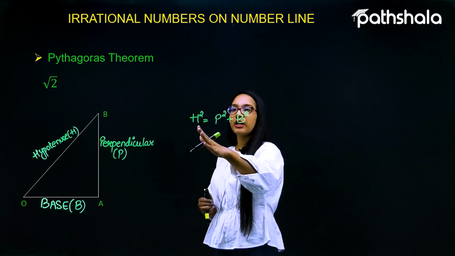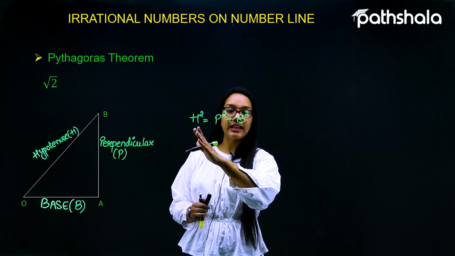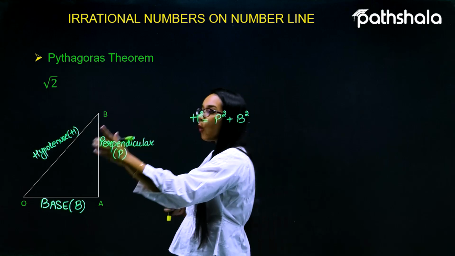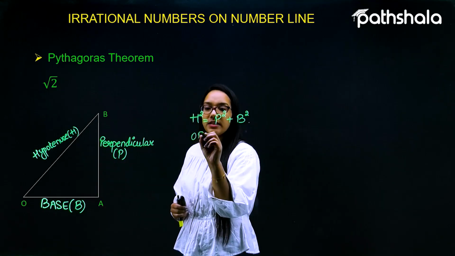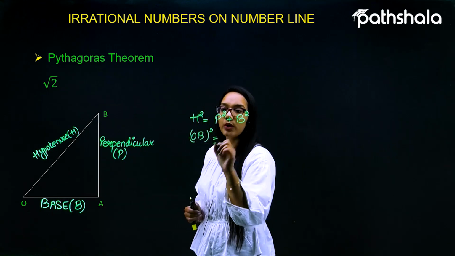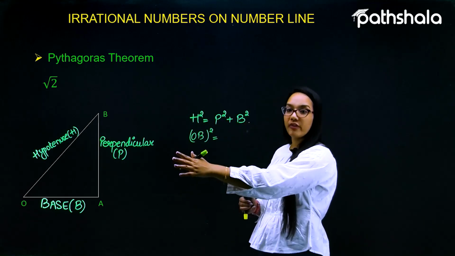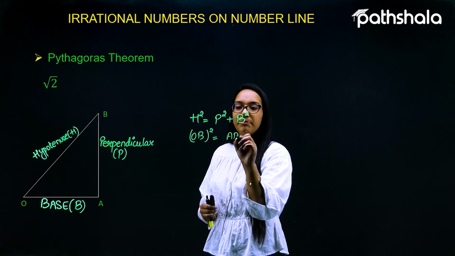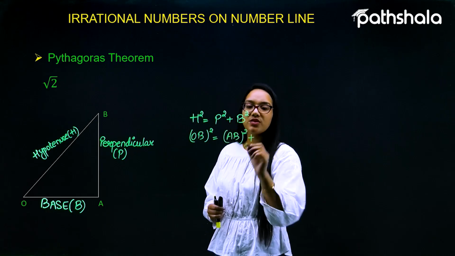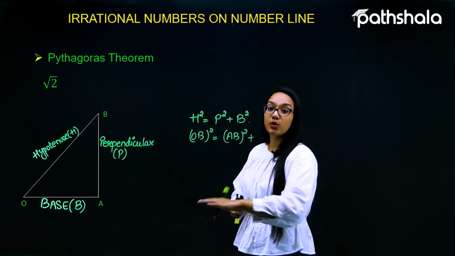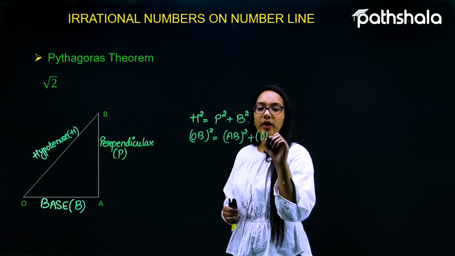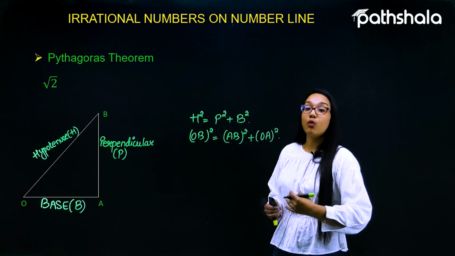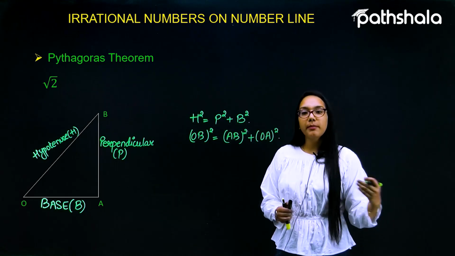So from this Pythagoras theorem, what is the hypotenuse over here? Hypotenuse is OB. So OB's square is equal to P square. What is the perpendicular over here? Perpendicular is AB. So this is AB square plus base square. What is the base over here? Base is OA. So this is OA's square. So OB square is equal to AB square plus OA square. This is the Pythagoras theorem.